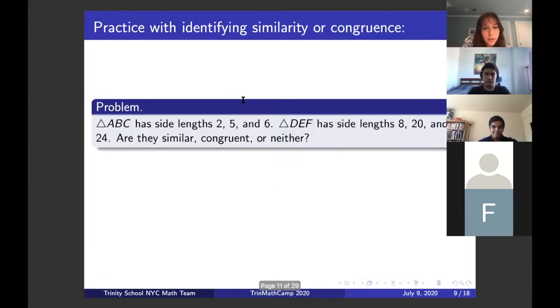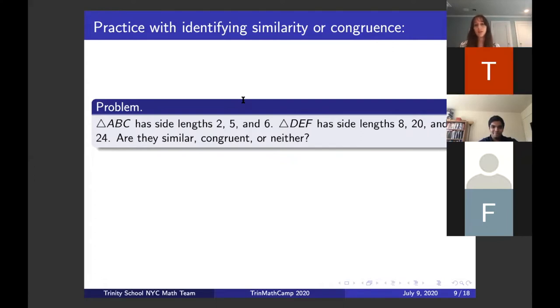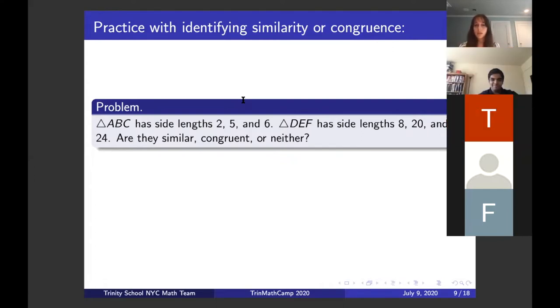All right, let's talk about another one. We have a triangle ABC with side lengths 2, 5, and 6. And we have triangle DEF with side lengths 8, 20, and 24. Are they similar, which means they have the same angles but in different ratios? Are they congruent, the exact same triangle? Or neither? First, maybe draw out ABC and DEF, and then mark your congruent angles and your congruent sides and see what you think.